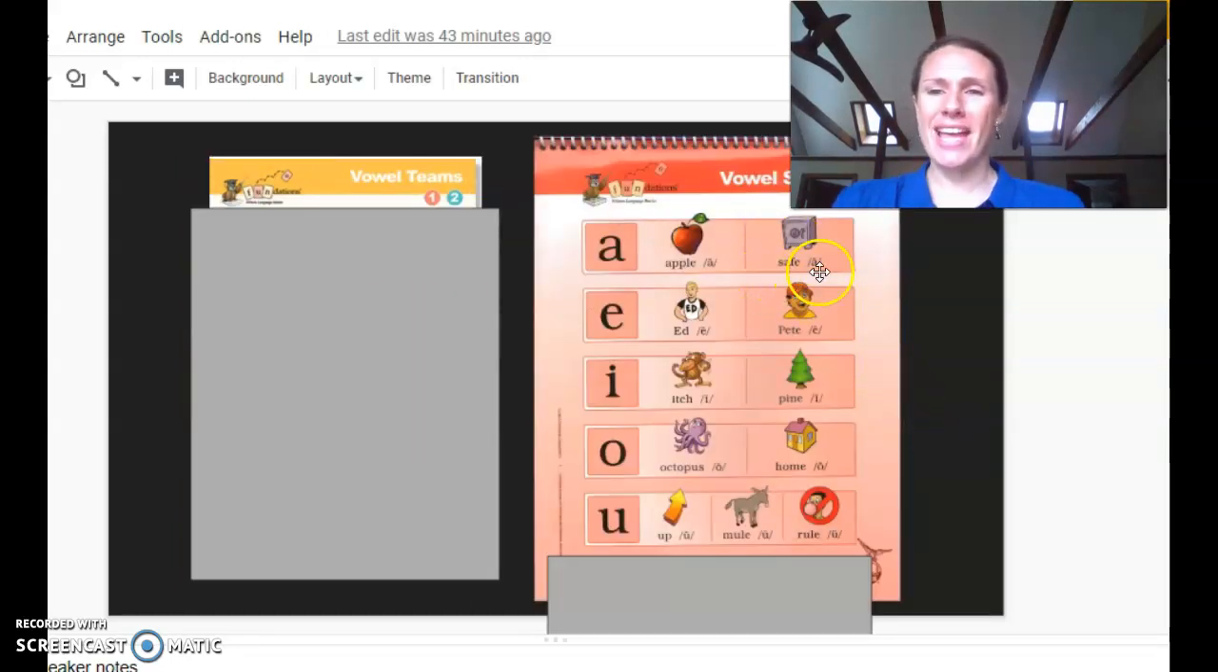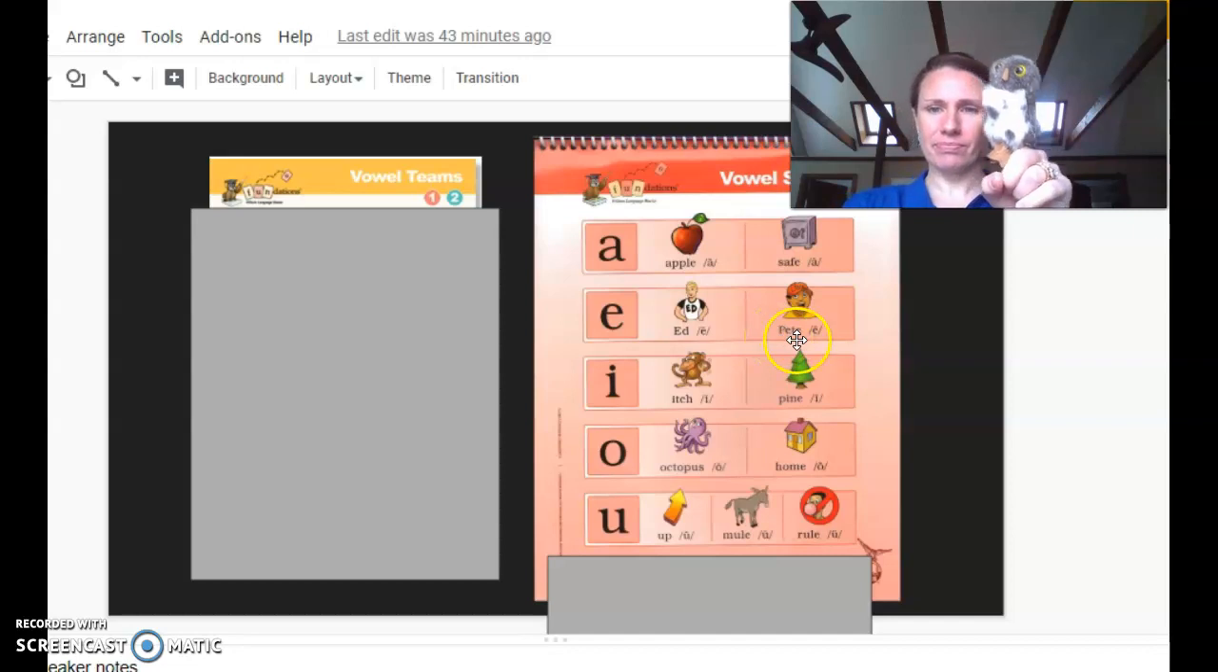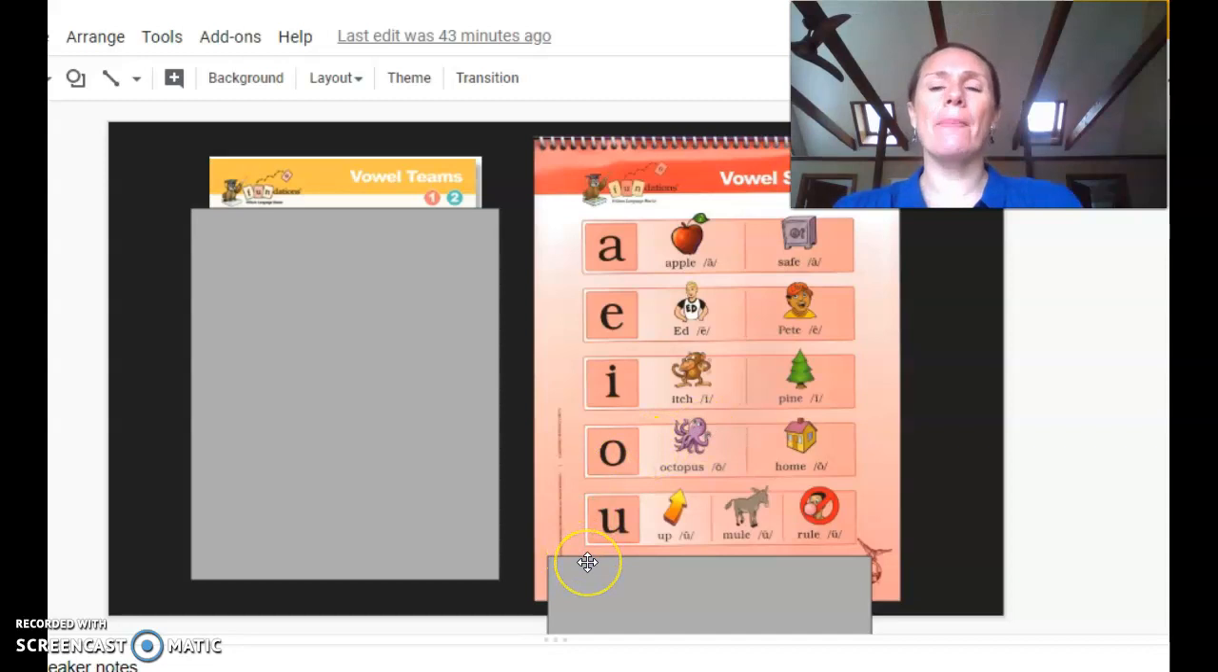A, apple, A, safe, A. E, ed, E, me, E. I, itch, I, pine, I. O, octopus, O, home, O. U, up, U, mule, U, rule, oo.